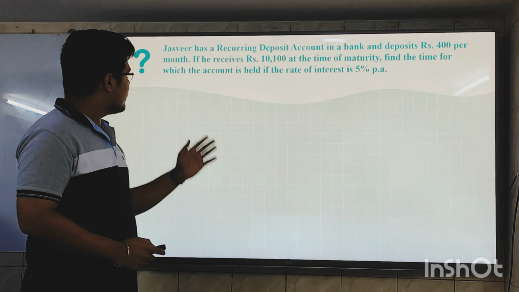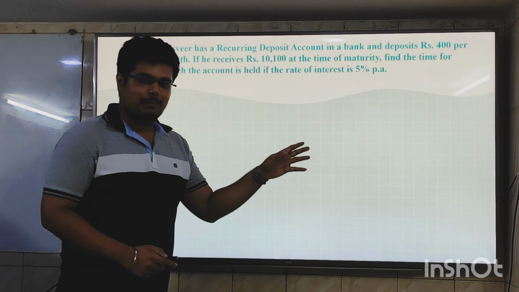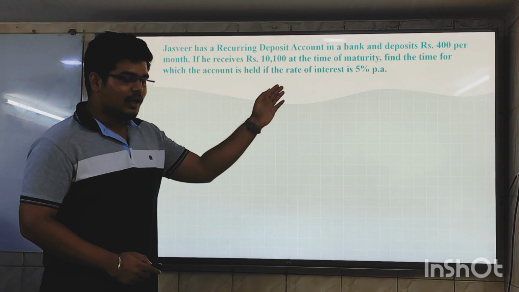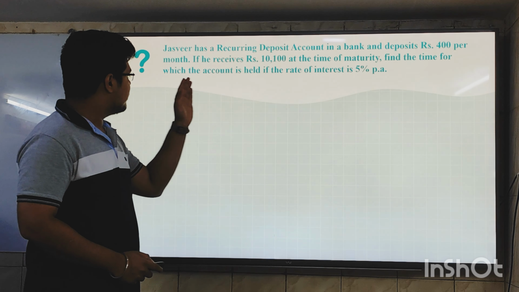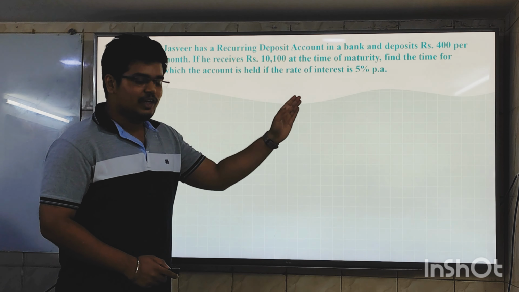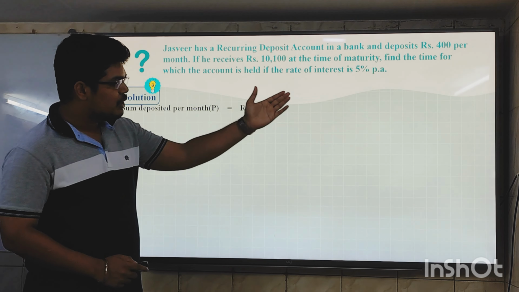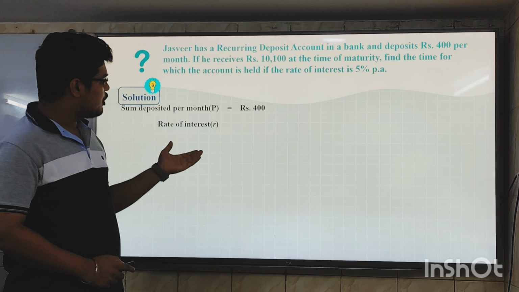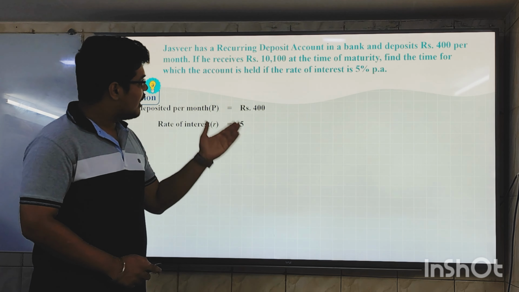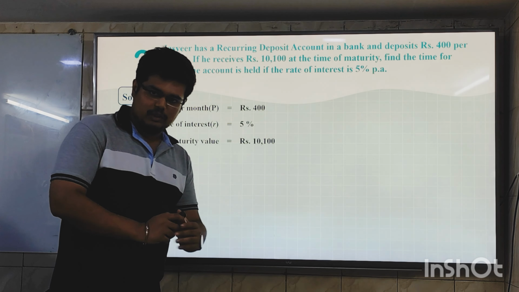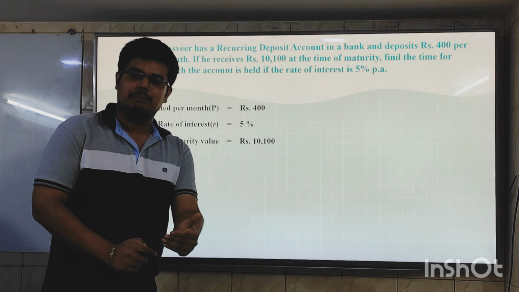So the question is, Jaspreet has a recurring deposit account in a bank and deposits rupees 400 per month. If he receives rupees 10,100 at the time of maturity, find the time for which the account is held if the rate of interest is 5% per annum. So a lot of information is given to us. The principal is 400 rupees. The rate of interest is 5%, and the maturity value is 10,100. So once we have all this information, we can go ahead with the formula for maturity value.